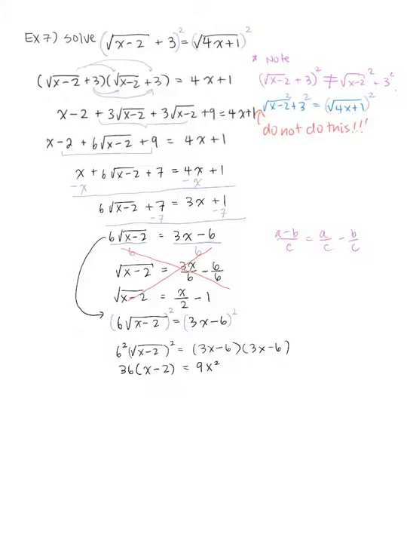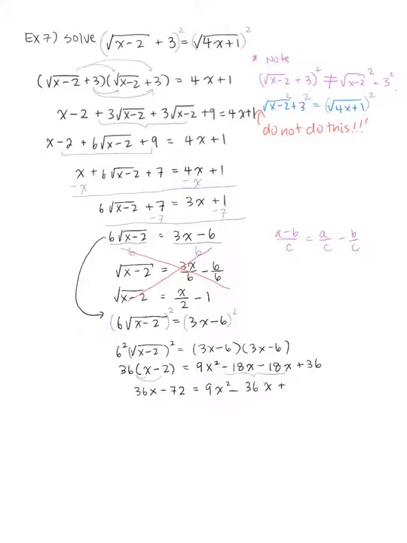9x squared and then minus 18x, another minus 18x, and then plus 36. Okay, I know it looks really ugly, but we can do it. So here what we're going to get is distributing the 36 to each term. Then we get 36x minus 72 equals 9x squared. Now I'm going to combine these two together: minus 36x and then plus 36.